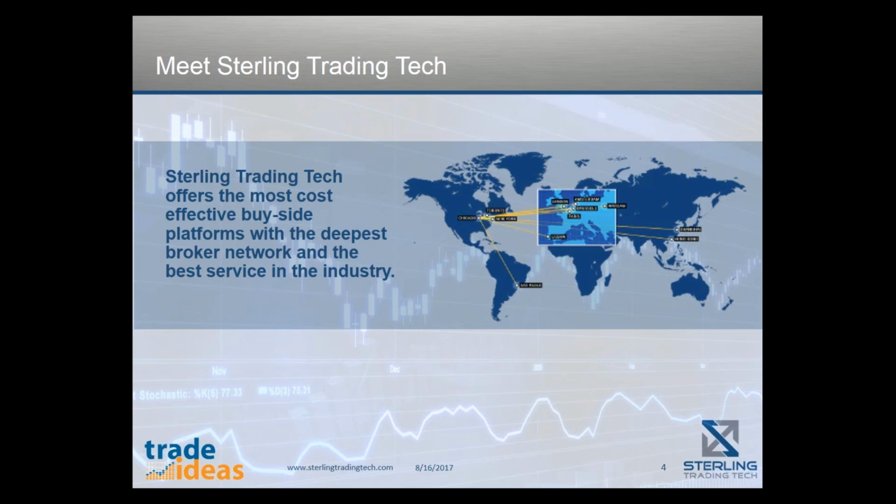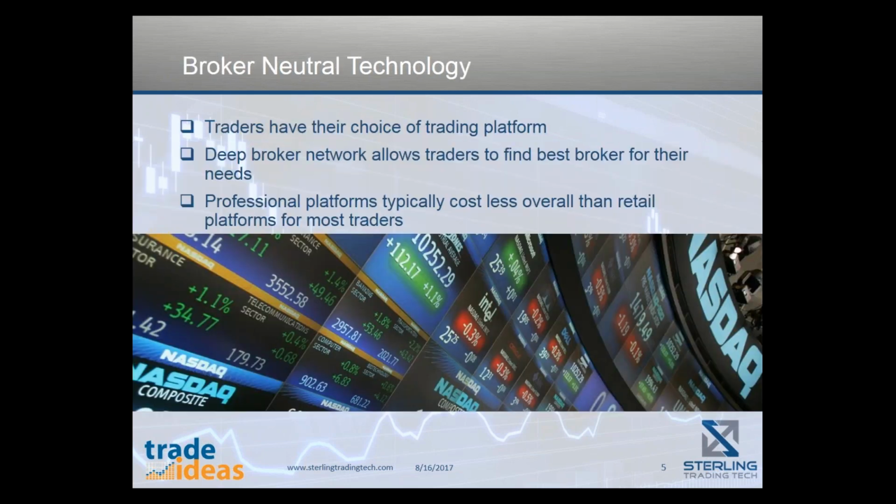At Sterling, one of the key benefits of using our technology is not just the technology itself, but the service that goes along with it. As I mentioned earlier, we're a broker-neutral technology firm, and that means we're tied into a large number of broker-dealers within our network. As a trader, that matters to you because you can evaluate different brokers on our network and decide what's the best fit for you.